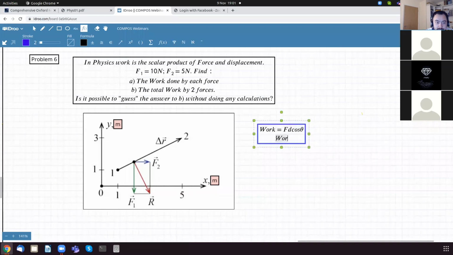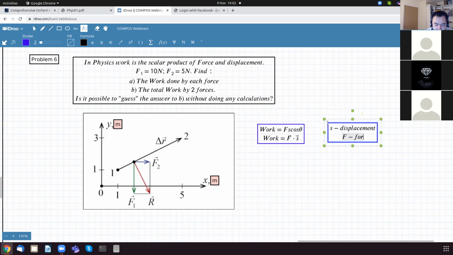So work is actually the dot product of the force and the displacement. We usually use S for displacement, and F is force. So that's the definition of work.